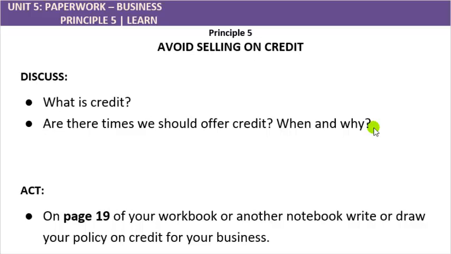Okay, so kindly go to page 19 of your participation manual. You see that in your participation manual, you are told to write your policy on credit for your business.